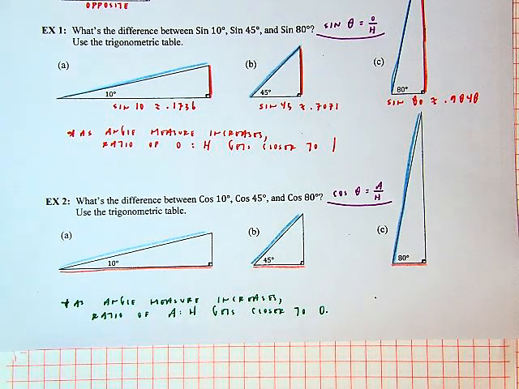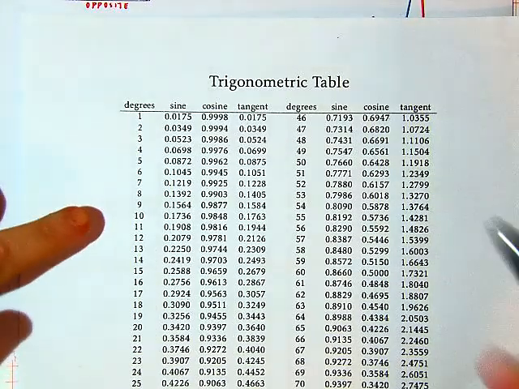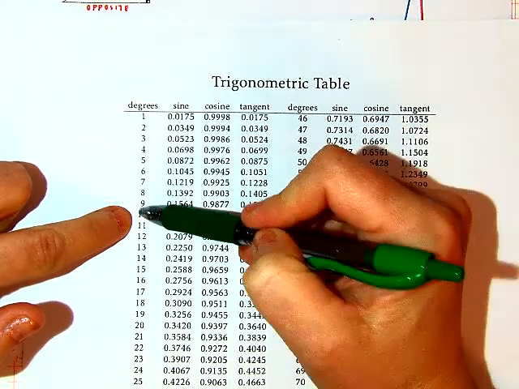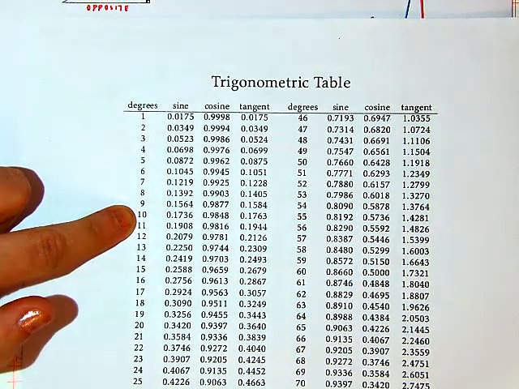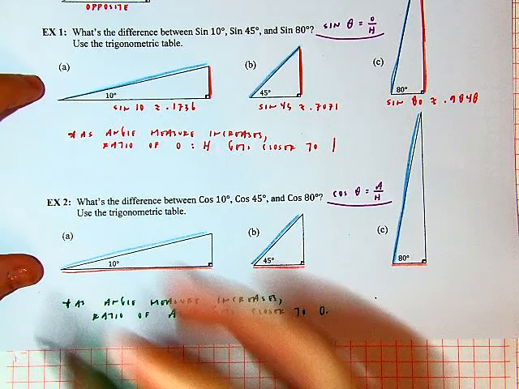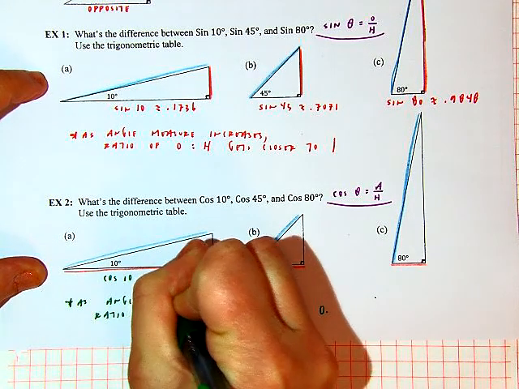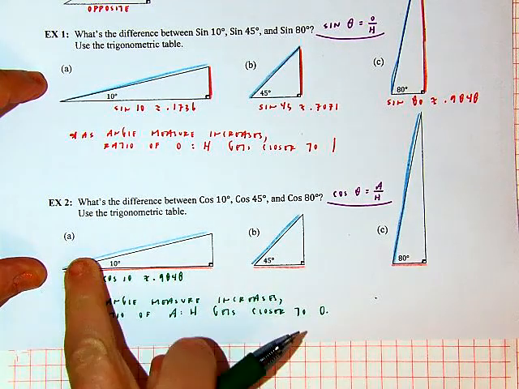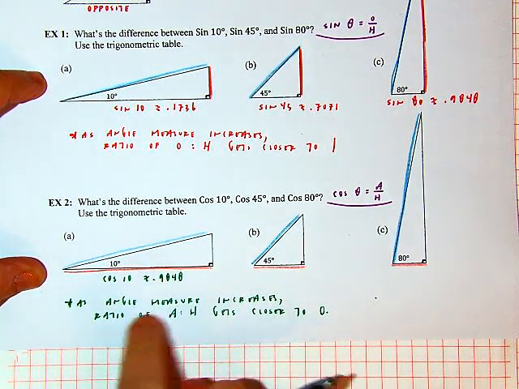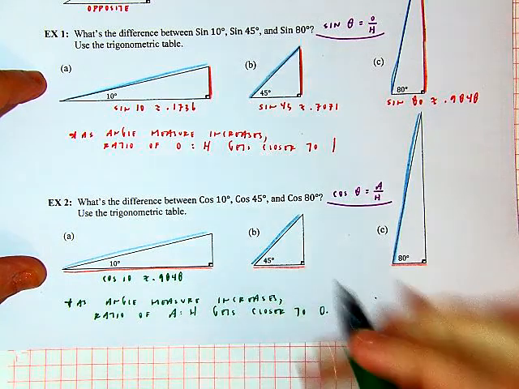Okay, and then if I use my trig table, let's say that I look up the first one. So if I look at cosine 10, so here's cosine, I'm looking at 10. Right here I'm seeing 0.9848. So again, the ratio of red to blue starts off fairly close to 1. Okay, that angle measure increases.